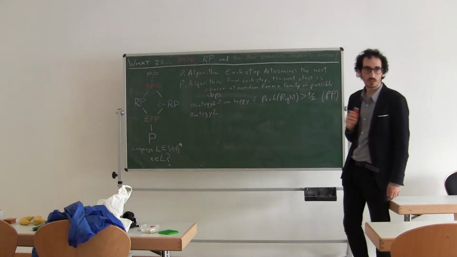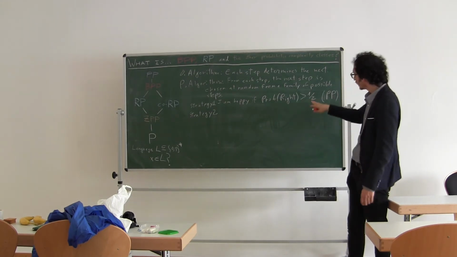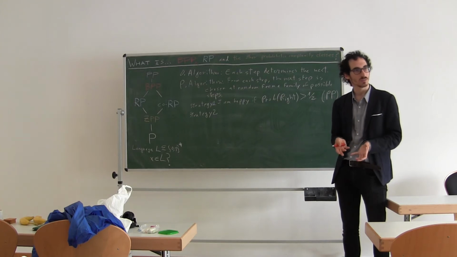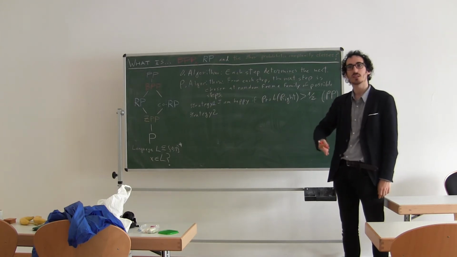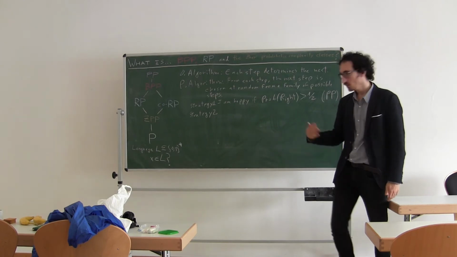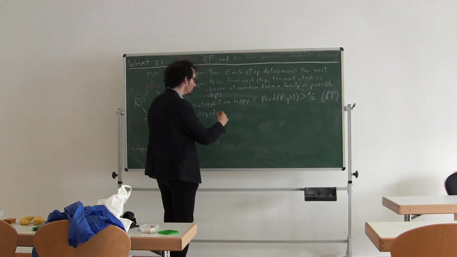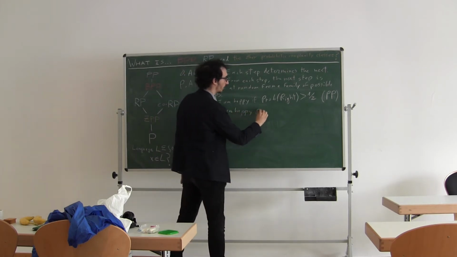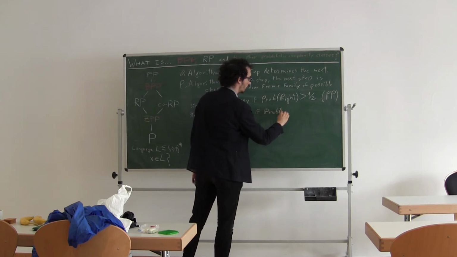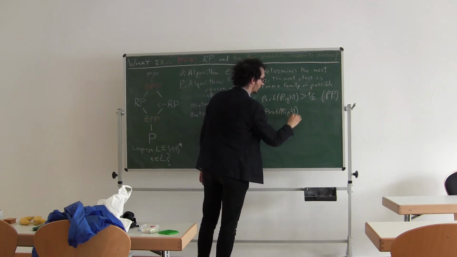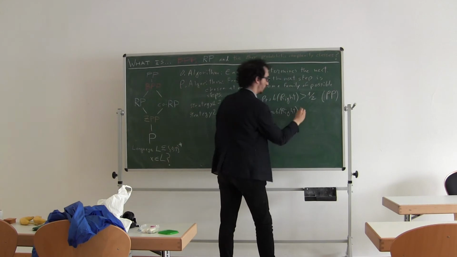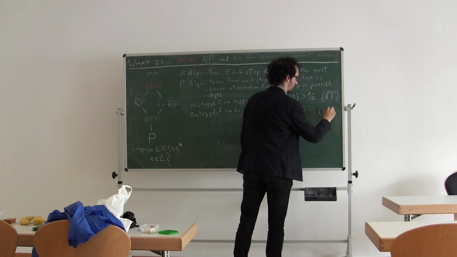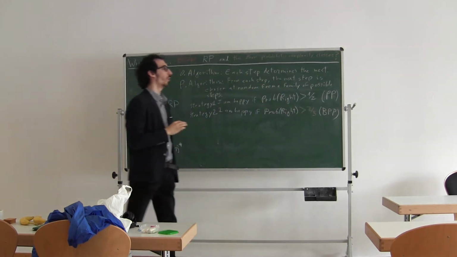So the thing is, strategy 2 is, okay, this is not good enough for me, because I really cannot estimate how right it will be. So then the idea is asking something more. I am happy if the probability of being right is, now I ask for 2/3 of the time. And this is what is called BPP.